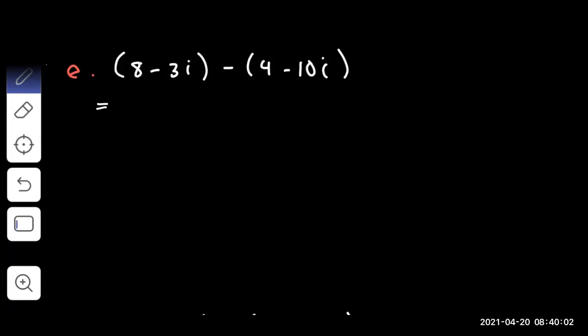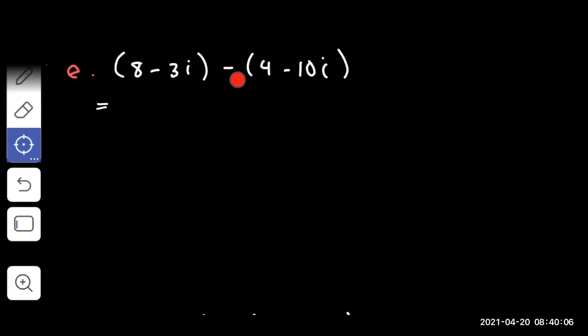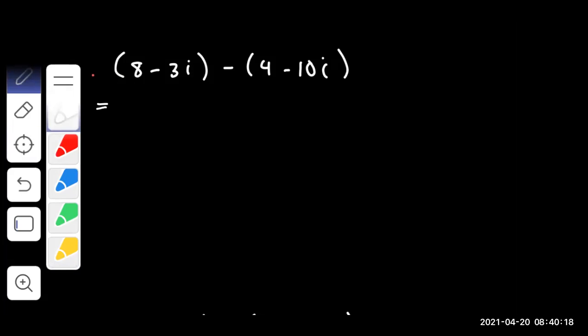Take a look at this. We have a complex number 8 minus 3i minus this second complex number, which is 4 minus 10i. Instead of having this subtraction, we are going to convert this. We want to turn this into an addition. It is like when we used to subtract polynomials or binomials especially.